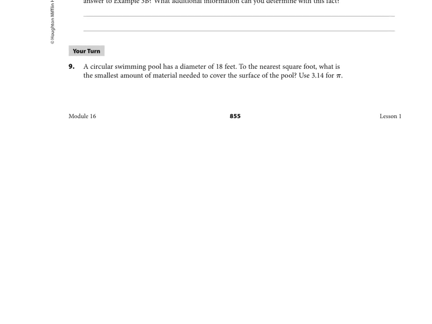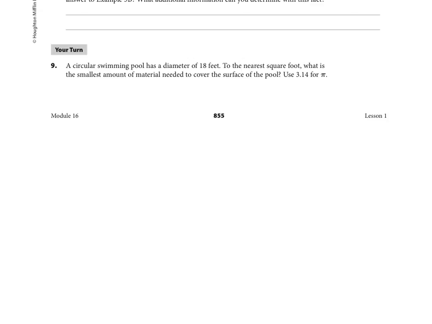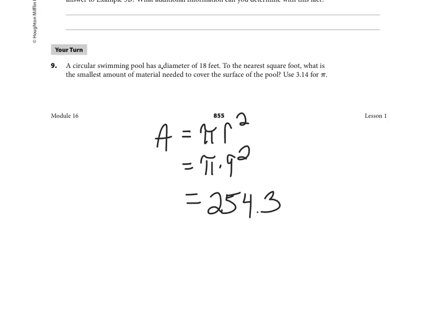Try your turn and then come back and see if you did it right. So it gave us diameter, and so we have to think, well, radius is half of the diameter, and so we use it, and it ended up the same answers we got in the one above it. And that is it for 16.1.